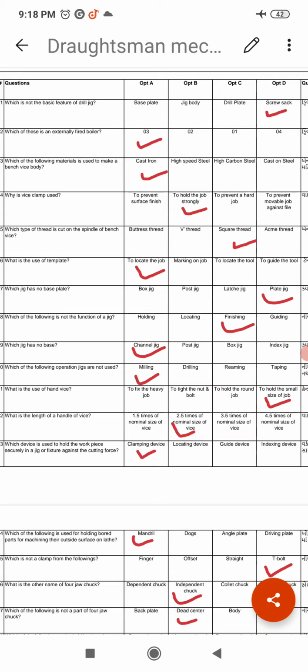Next, why is a vise clamp used? Answer is B, to hold the job strongly. Next question. Which type of thread is cut on the spindle of a bench vise? Answer is C, square thread.